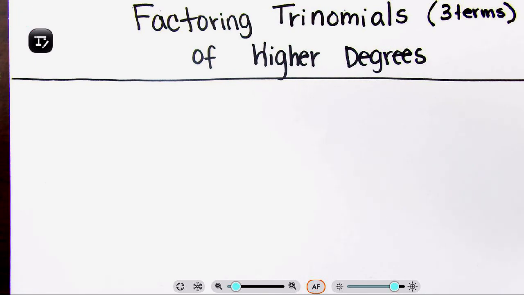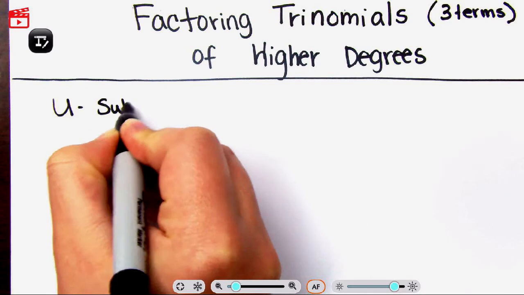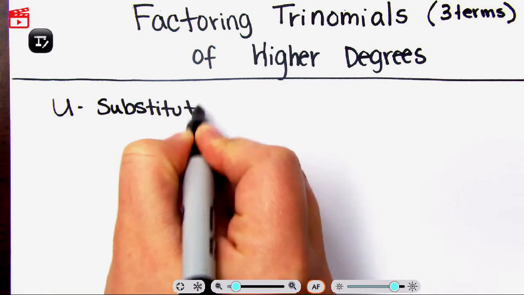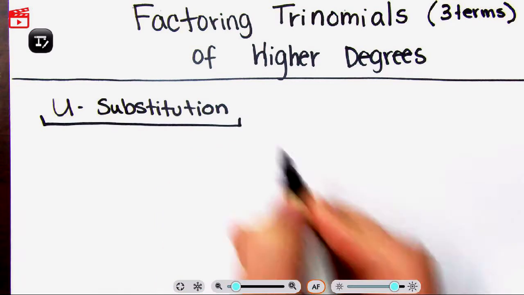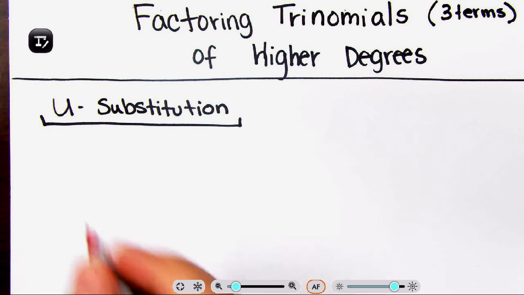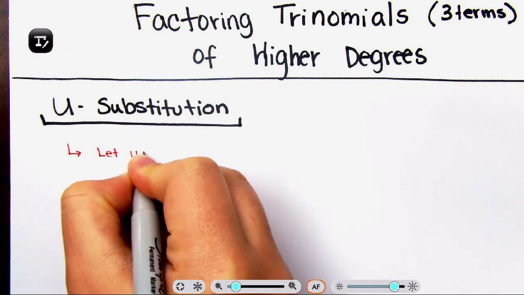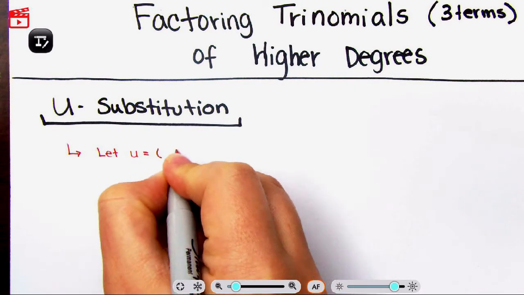Now, I'm going to talk about a method of factoring these higher degree polynomials, and this is called U substitution. It doesn't have to be the letter U. It can be whatever letter you like, but typically U is what we use. However, if you have a polynomial that has U, then just pick another letter. It doesn't matter what letter you choose. So the objective is you're going to let U equal something squared.